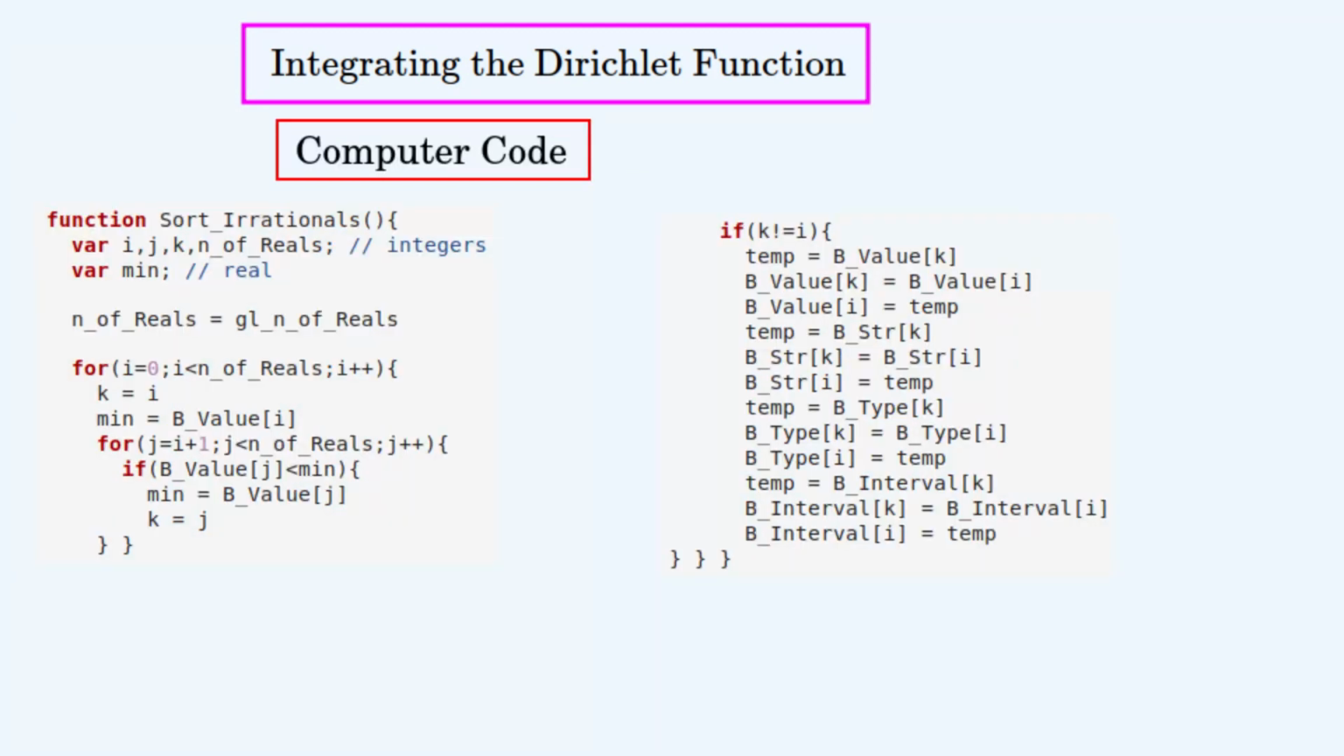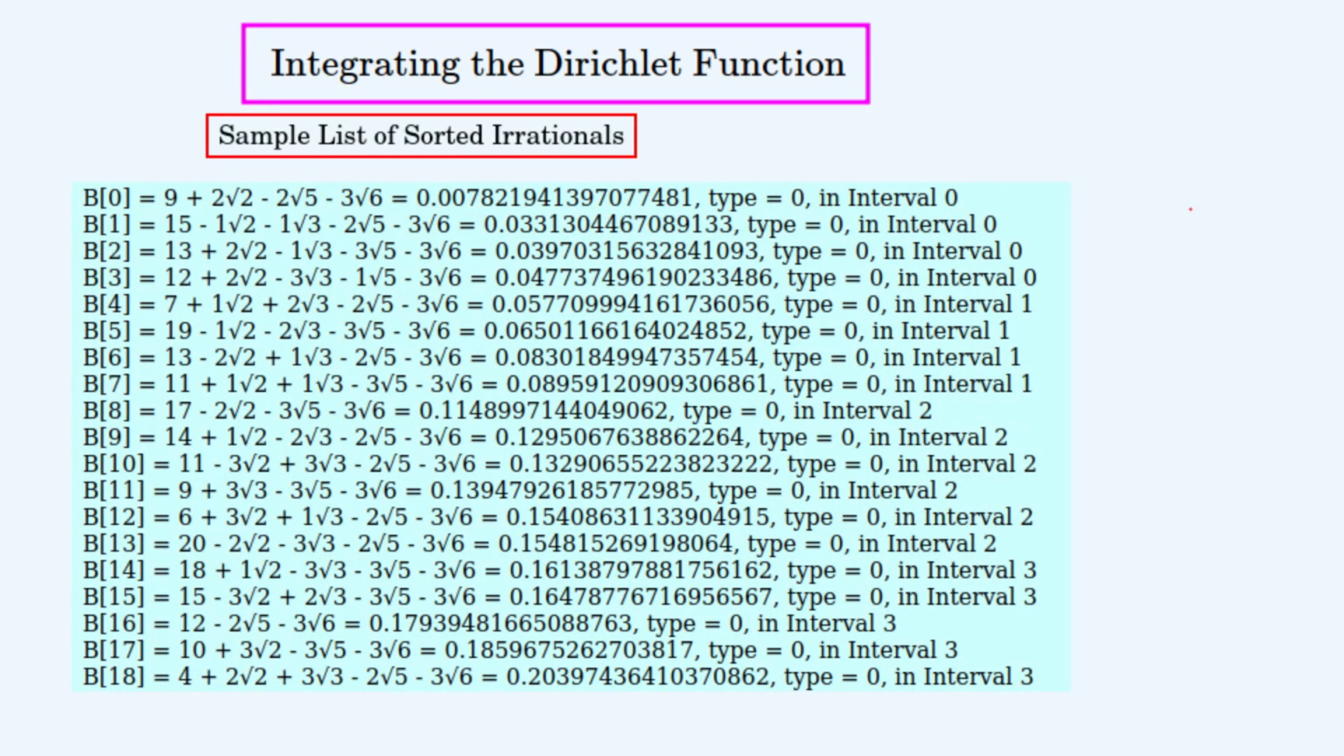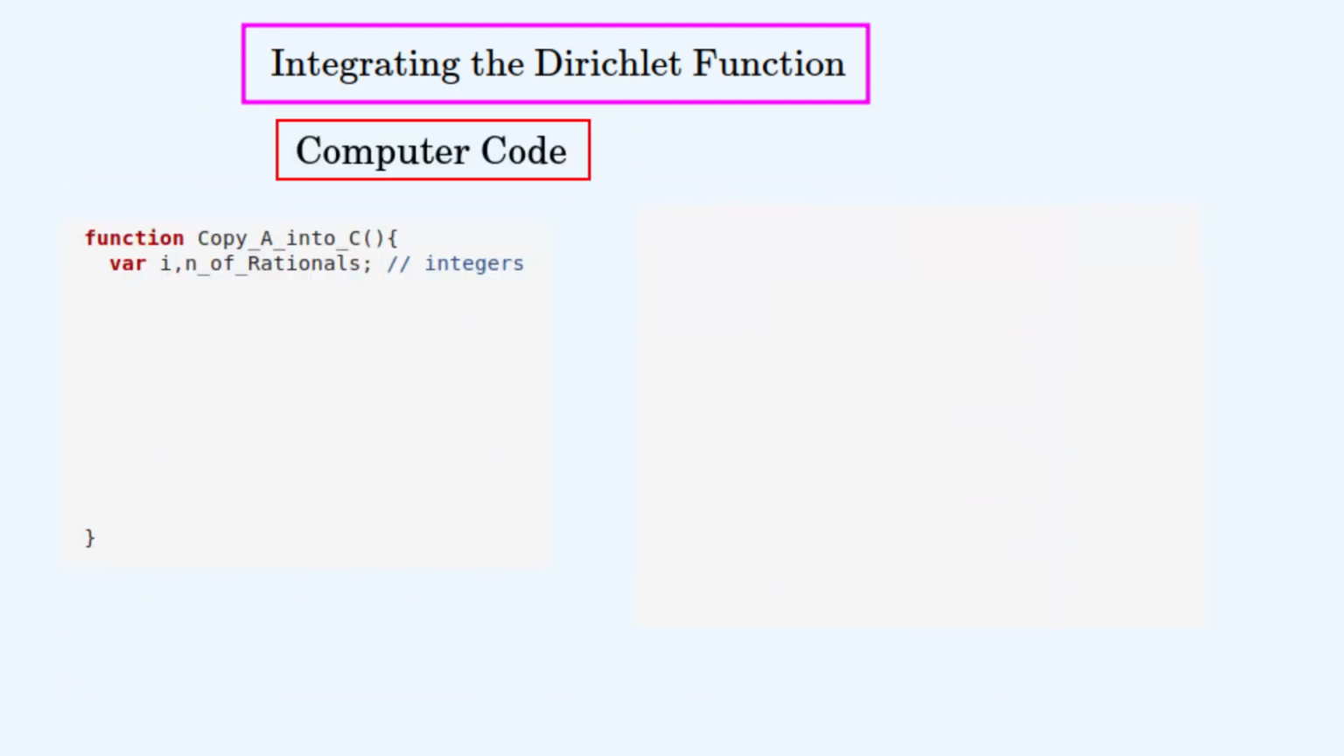This is the function that sorts all of the irrationals, which is almost identical to the function that sorts rationals. It sorts them according to their decimal value. This is the list of irrational numbers after they've been sorted by the size of their approximate decimal value. Now to copy these two lists of rational and irrational numbers to one long list of real numbers. We can do this without having sorted either list first, because they'll be sorted again anyway.